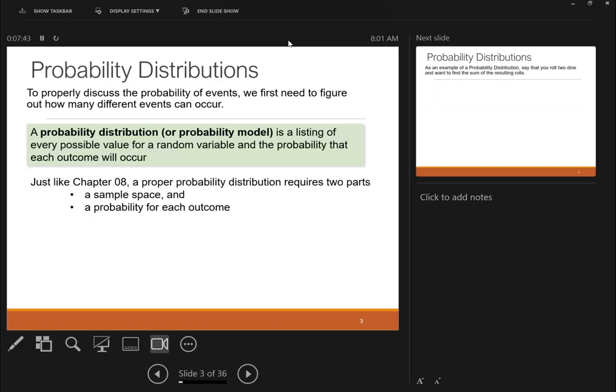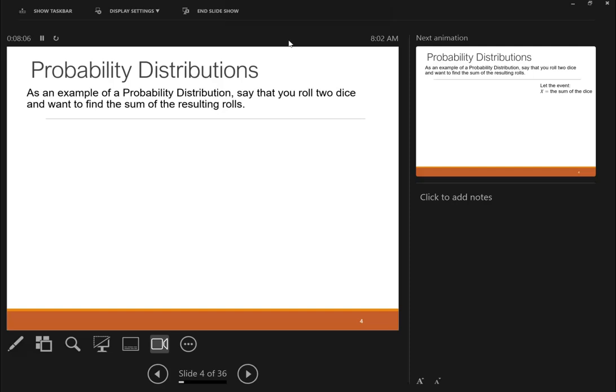Again, the same idea, just like in chapter 8, the two things you require, you need the entire sample space and then the probability for each outcome. So let's do an example here of building a probability distribution. Our situation is we're going to roll 2 dice and we want to find the sum of the resulting rolls.